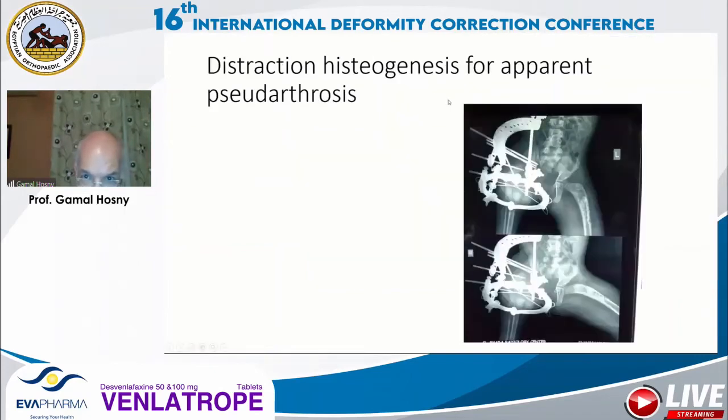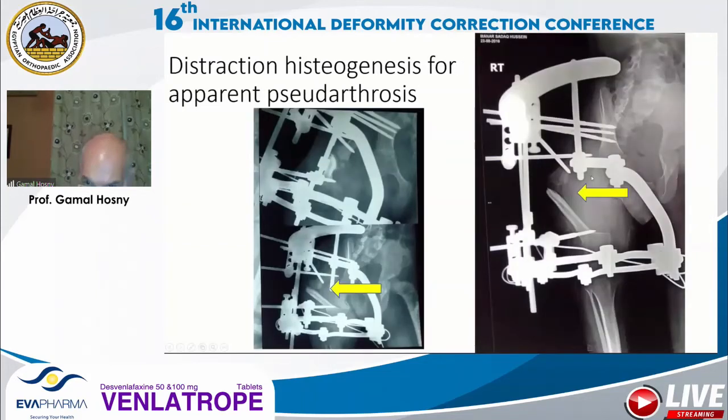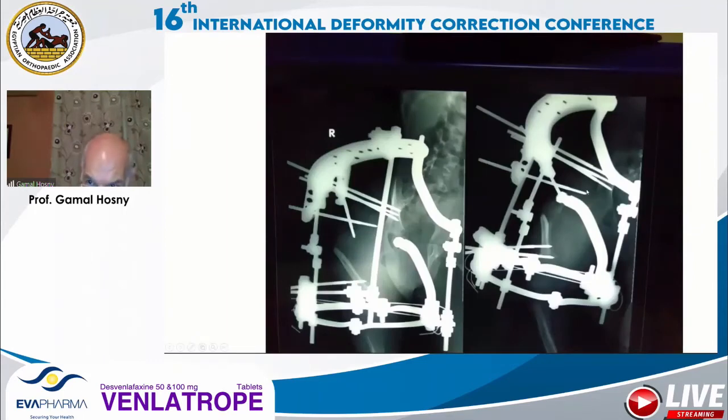So what we do is distraction histogenesis for the apparent pseudoarthrosis, as you see here. We fix the pelvis and the proximal femur together. We fix the distal femur, and we do distraction histogenesis. You see bone formation during distraction. More distraction, more distraction. You see the bone formation.